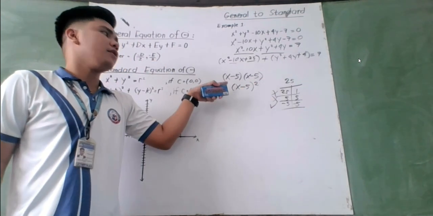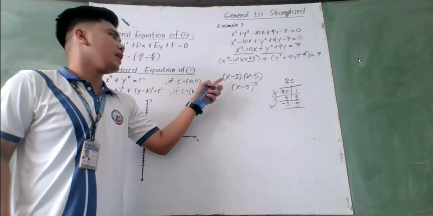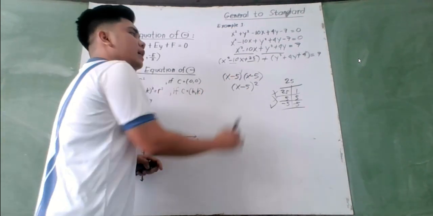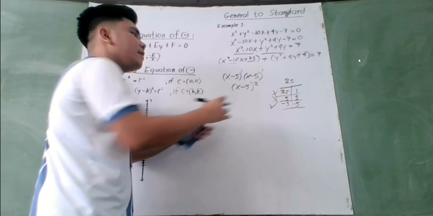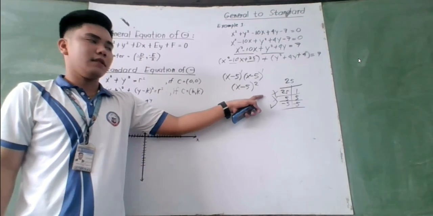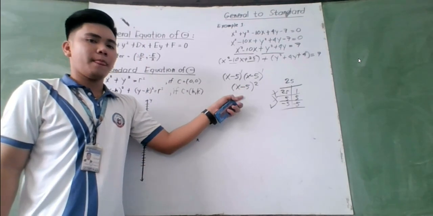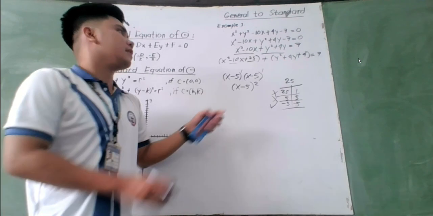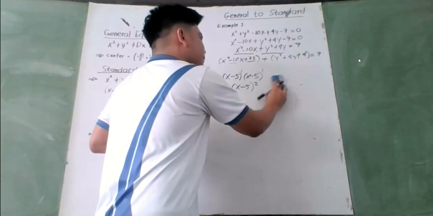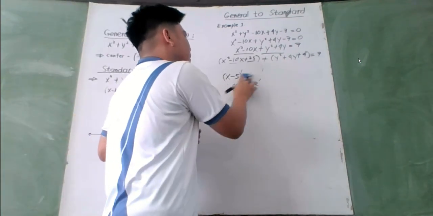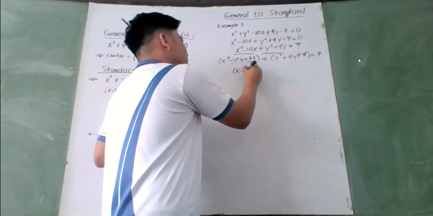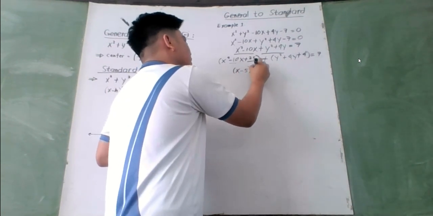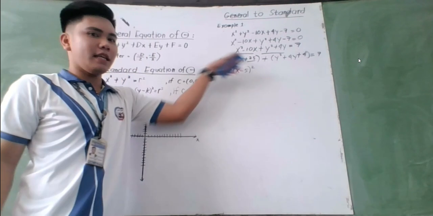From this to this, because they are 2. For example, you have x minus 5, that is 1, and x minus 5, 1. So combine them, you will have x minus 5 squared, since they are perfect squares. Okay, that's it. So we now have the answer: x minus 5 squared. Let's put it here. Okay, we are done with this.